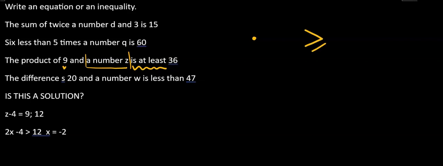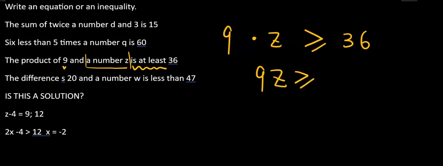All right, let's go back. First one is 9. Next one is z, and then it's 36. And you don't have to write this raised dot here. You're going to simplify. You say 9z is greater than or equal to 36. You do not have to solve it because you're writing an equation or inequality.